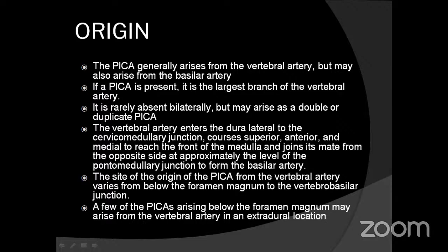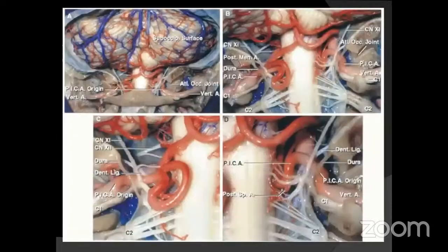The vertebral artery enters the dura lateral to the cervicomedullary junction. Its course is superior, anterior, and medial to reach the front of the medulla, and it joins its mate from the opposite side at approximately the level of the pontomedullary junction to form the basilar artery. The site of origin of the PICA from the vertebral artery varies from below the foramen magnum to the vertebrobasilar junction, so it can arise anywhere. A few PICAs arising below the foramen magnum may arise from the vertebral artery in an extradural location.